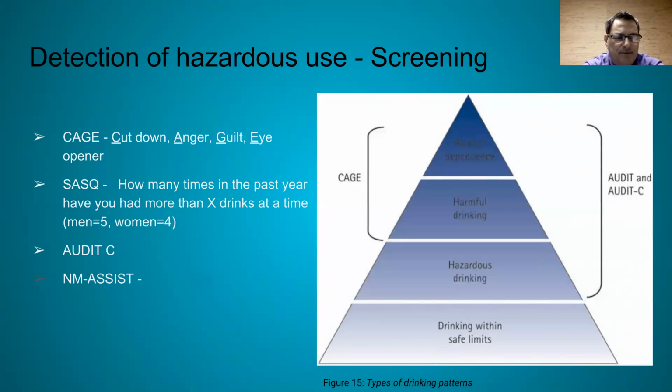I mentioned the NM-ASSIST, that's NIDA modified ASSIST. ASSIST is a World Health Organization screening tool for all addictive substances, and they've got an online version which is kind of nice. I've got a link to it there. Apologies, you can barely see that. Looks like it got lost in the coloring there.